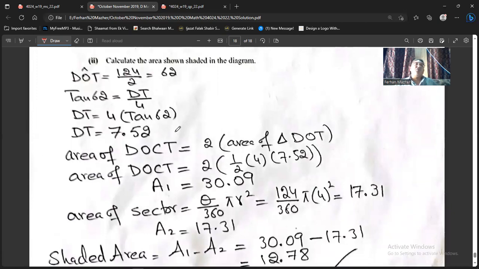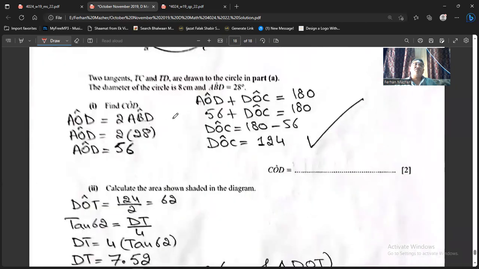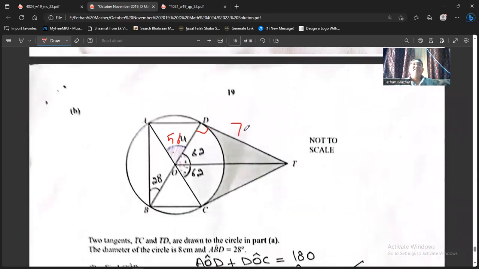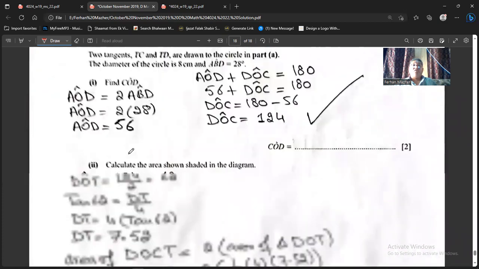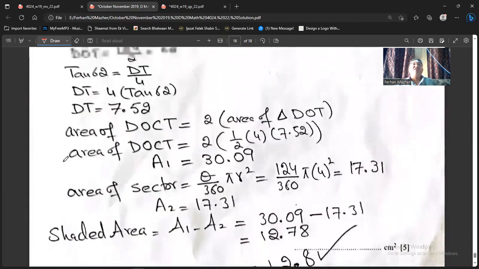So once I know this side, that is 7.52, I can find the area of this triangle. I know the base, I know the height. 1 by 2 base into height. Once I know the area of this triangle, I will double it. I will get the area of this quadrilateral. So the area of the DOCT will be 2 times the area of the triangle DOT. So 2 into 1 by 2 into 4 into 7.52. So that is 30.09.